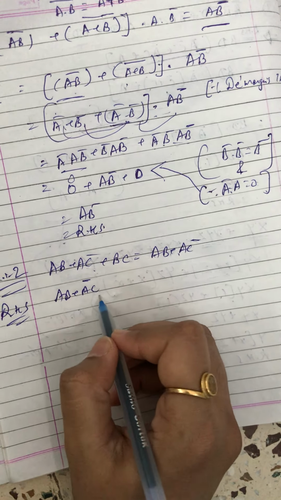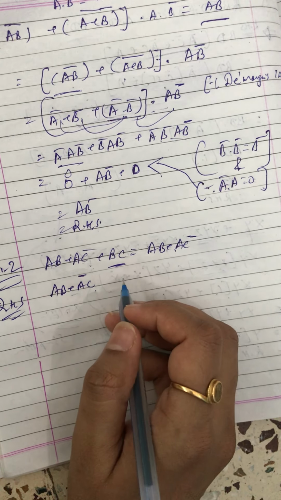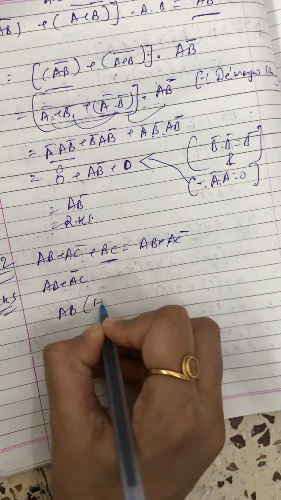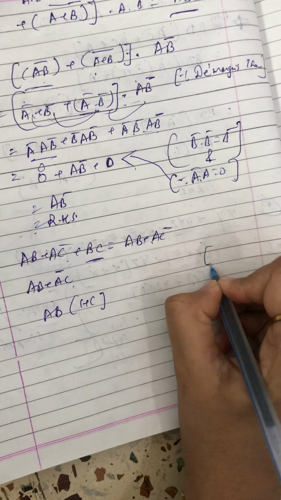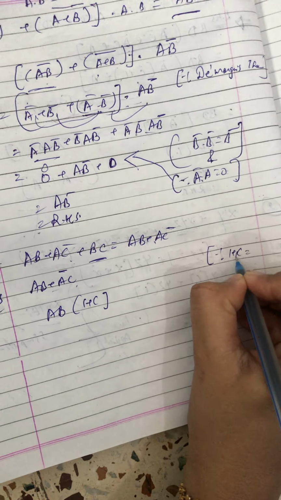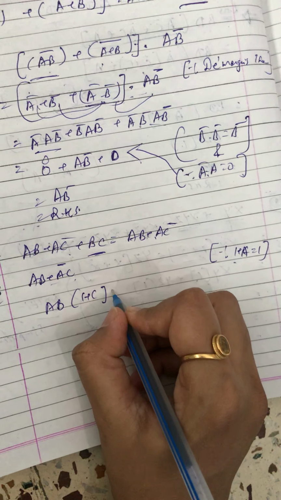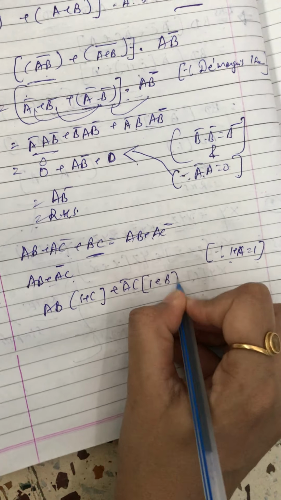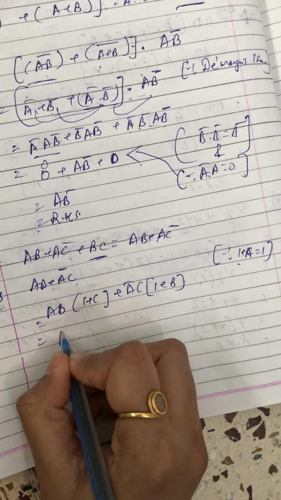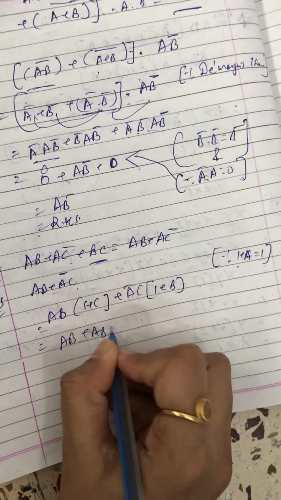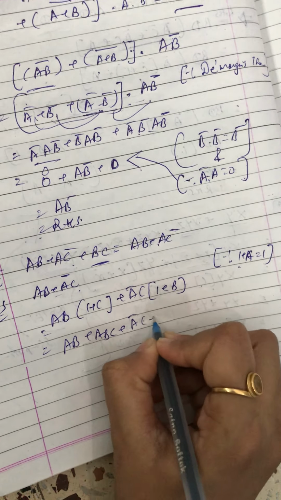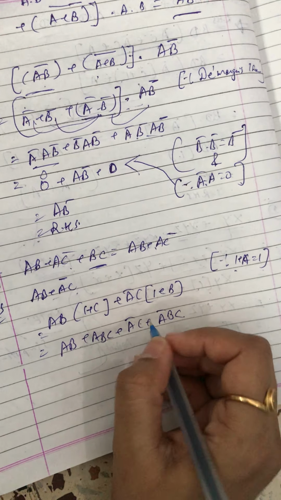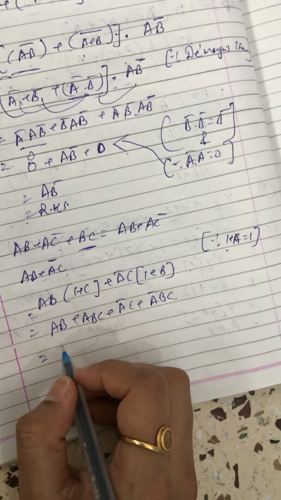So which term is missing? There is B and C is not there. So we are adding some terms with the B and C. So AB times (1 plus C), because 1 plus C is equal to 1, that everyone knows, that is, 1 plus A equals 1. So we added in 1 plus C, and A bar C having 1 plus B, or B plus 1. So by solving this, your equation will become AB plus ABC plus A bar C plus A bar B C, right?